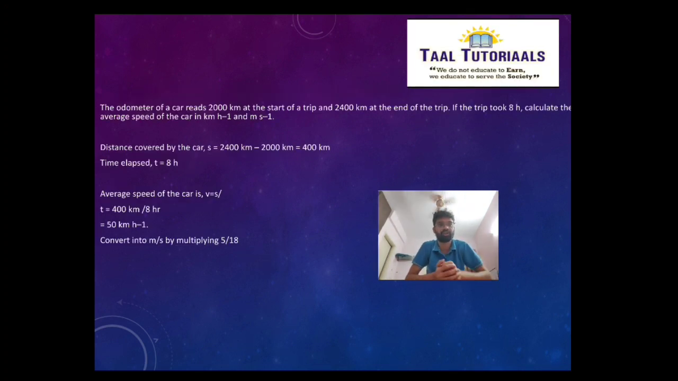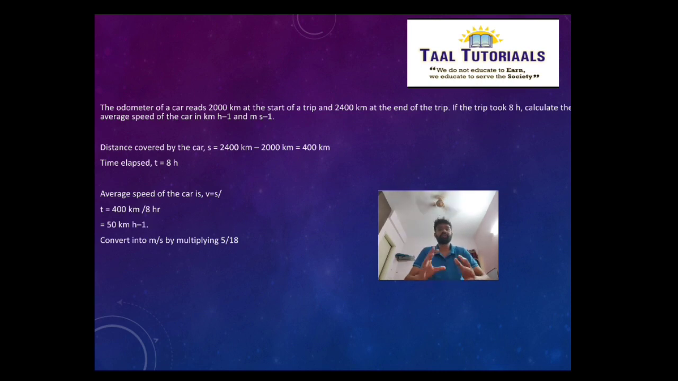Now the third question. The odometer of a car reads 2000 km at the start of a trip and 2400 km at the end of the trip. If the total trip took 8 hours, we need to find the average speed of the car, first in kilometer per hour and second in meter per second. So we need to find the total distance it covered.